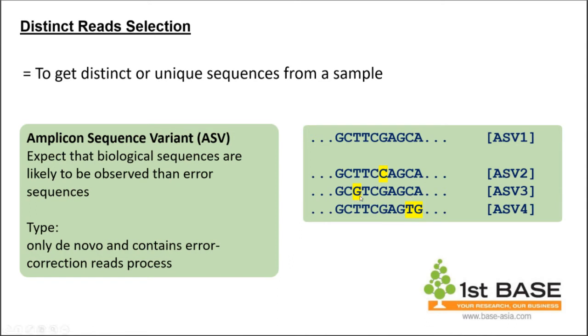The same goes for this one. For the next sequence, we can see that there is a difference in this position. So this will also be considered as another ASV unit, which is ASV3. And as well as this one, we see that these positions here are different. So this can be considered as another ASV unit. So that is basically how OTU and ASV are different.